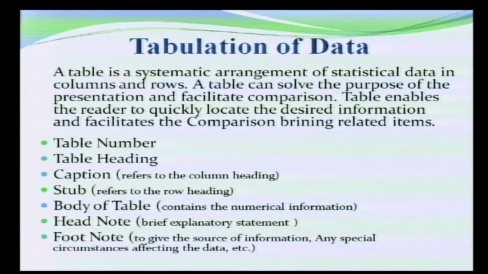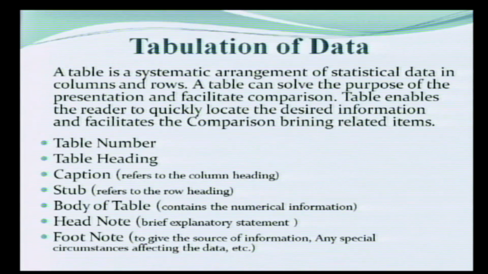The next part of the table is the caption. It is the column heading. You see that a table has columns and also rows. In the columns, the caption refers to the column headings, indicating whatever information is given in that column. The next part is the stub, which refers to the row headings, showing what information has been provided in the rows. There may be some subheadings in the rows, but the one main heading is known as the stub.